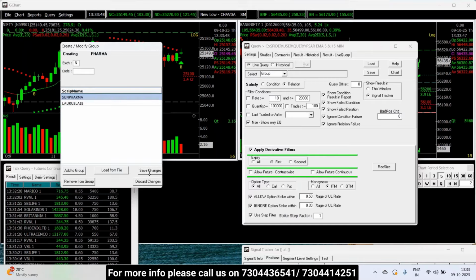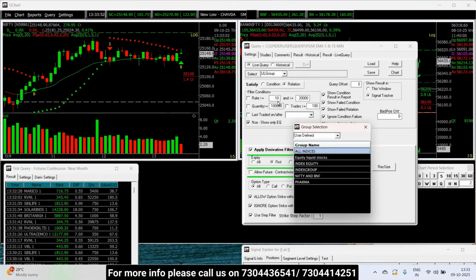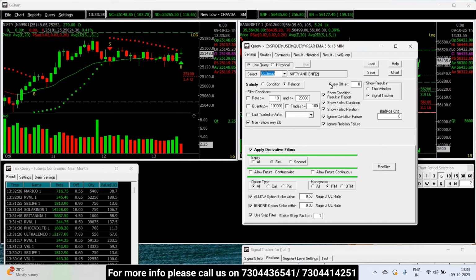If you click on Save Changes, you can go to the UL group and find the pharma here. As of now, I'm going for Nifty and Bank Nifty here, so only Nifty and Bank Nifty have been added in the UL group. In this Nifty and Bank Nifty, I'll get buy and sell signals. And now coming to the apply derivative filters.